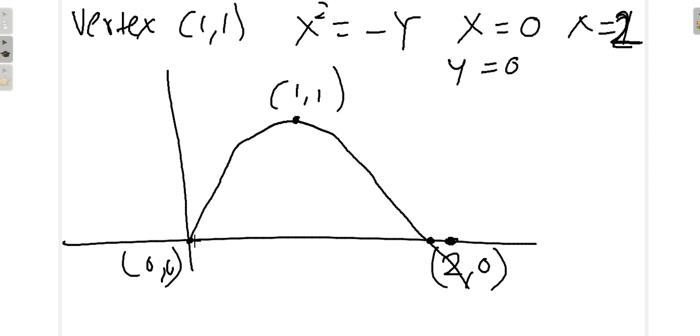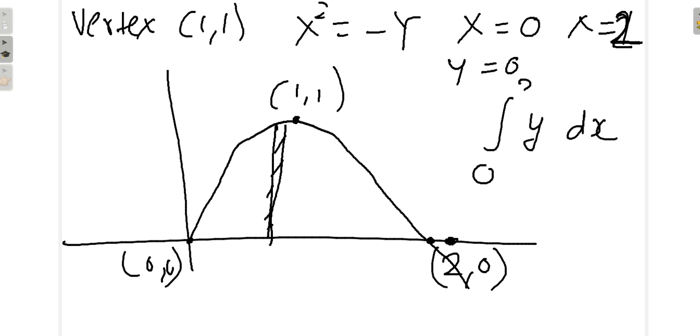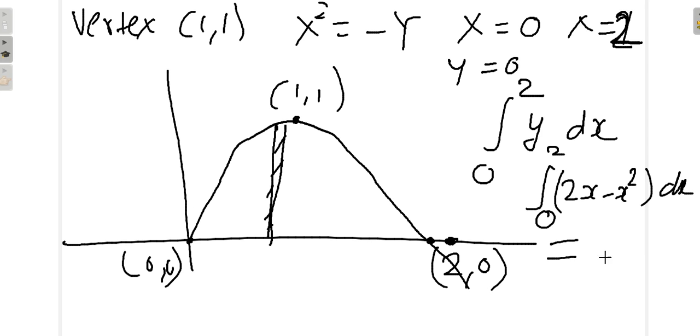Now you want to find this area. It's very simple. Take a strip, use the formula y dx, and the limits of x will be from 0 to 2. You can write y as 2x minus x square. Integrate this expression and you will get the answer. The answer turns out to be 4 by 3. Please check it yourself.